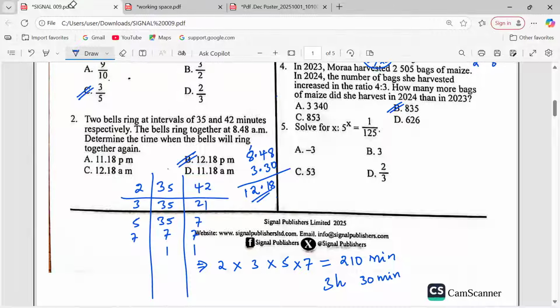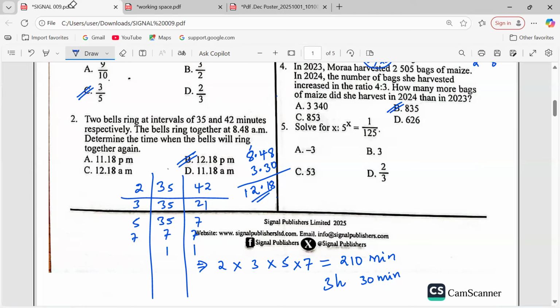We are looking at number 5. A very interesting question from indices. Now, 5 power x equals to 1 out of 125. You've been told to solve for x.